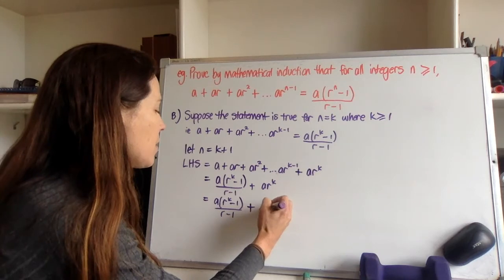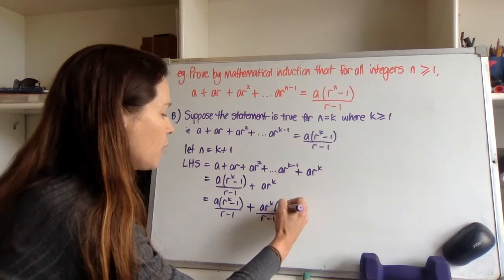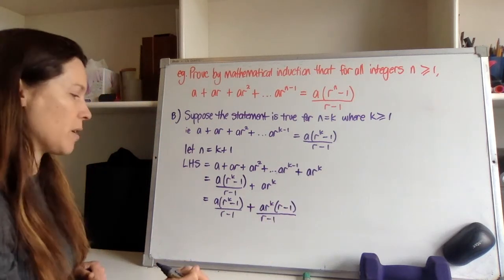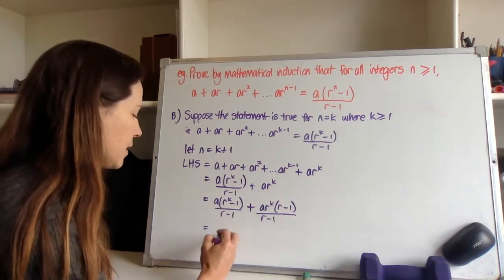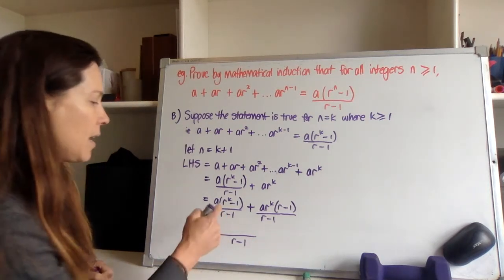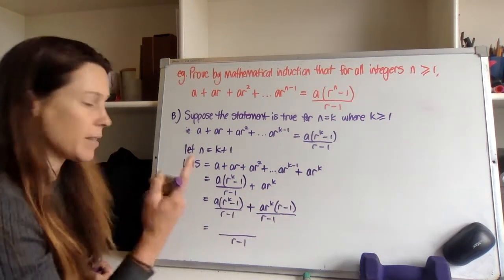Okay, so here I'm going to say I've got ar to the k, and I'm going to put it over r minus 1, and I'll put this multiplying the bottom and the top by r minus 1. Now on the next line, I can see that that gives me both terms over the same denominator, and I can actually expand out what I have in both sets of brackets at the same time.